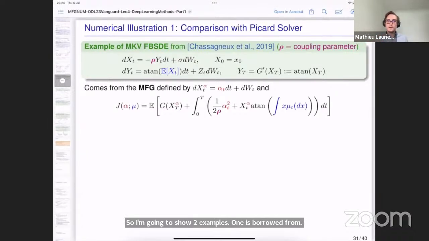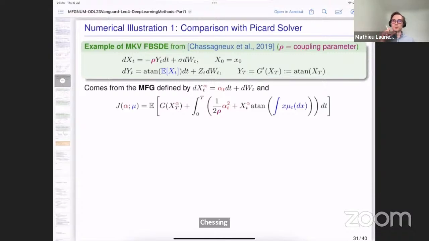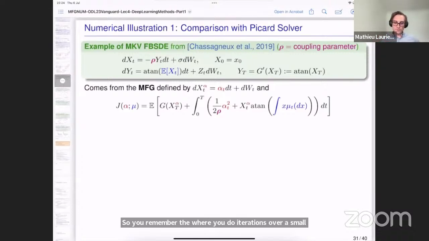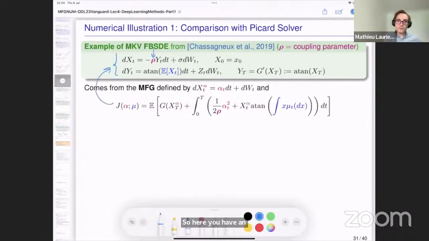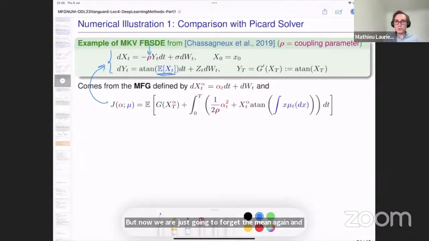Chassagneux, Crisan, and Delarue, which was what I described this morning with the PCAR method. So you remember the PCAR method where you do iterations over a small time step, and then some global algorithm has been used to solve this example. And this is an example that they introduced, and it's really nice because you can study the influence of the parameter rho. So here you have an FBSDE with a parameter rho, and this FBSDE comes from a mean field game. But now we are just going to forget the mean field game and focus on the FBSDE. It depends on the mean, but through a trigonometric function. So it's a dependence on the first moment, but you still need to understand the whole distribution somehow.